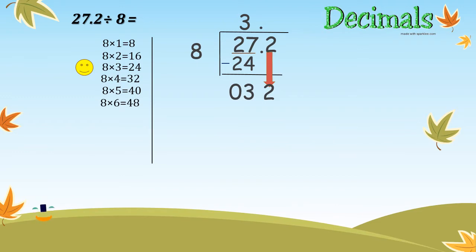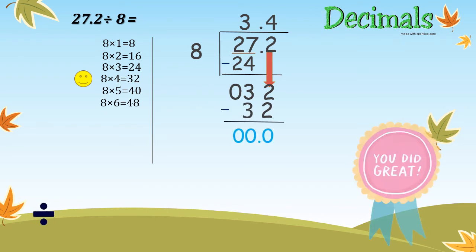So 32, where's 32 here? Excellent. It's 8 times 4, so I will take 32 and put it here. Then subtract, the answer will be 0. That's it, we did it. So the answer will be 3 and 4 tenths.